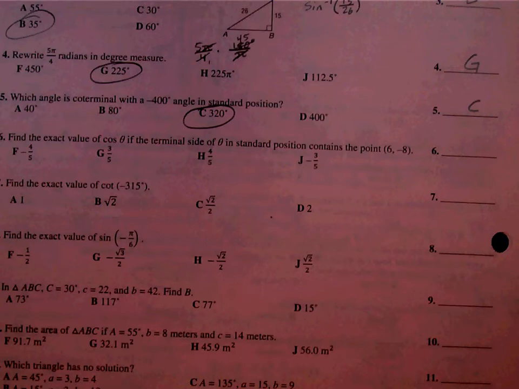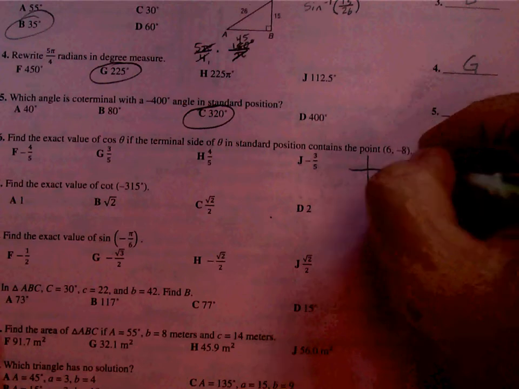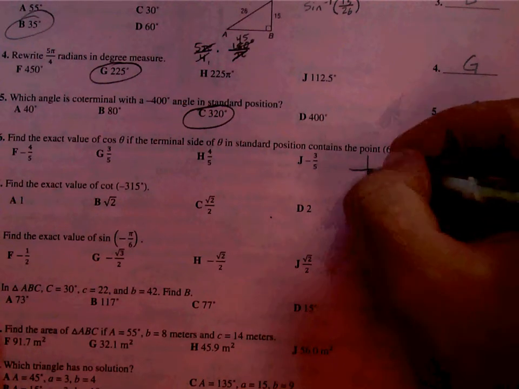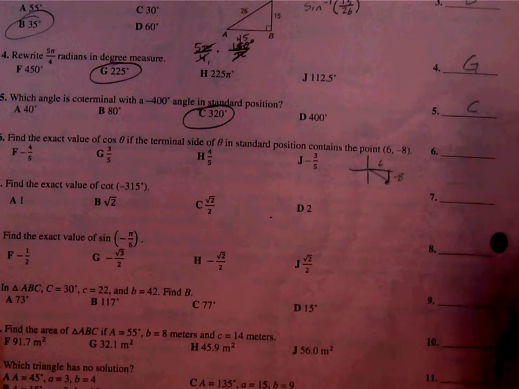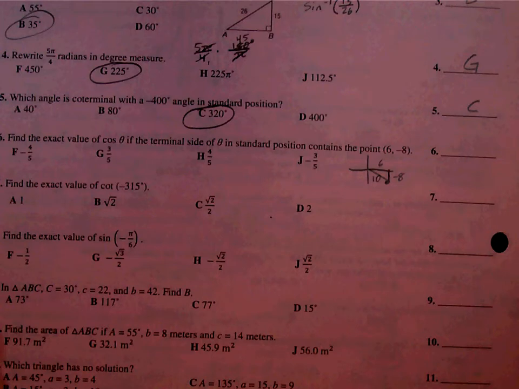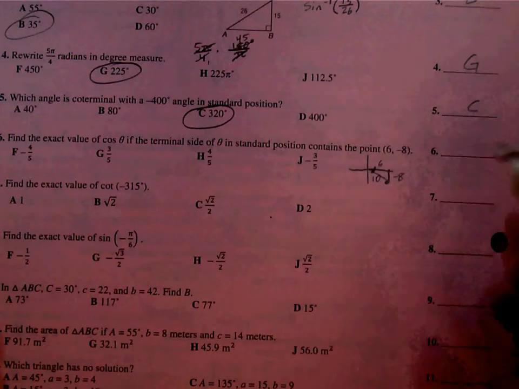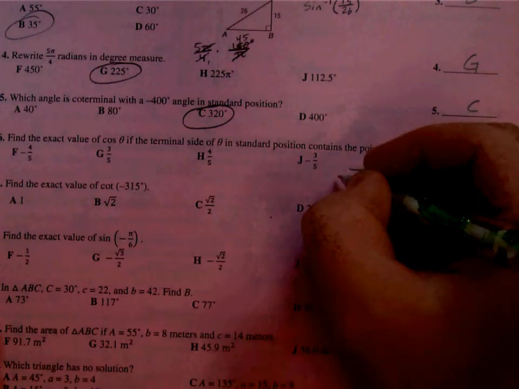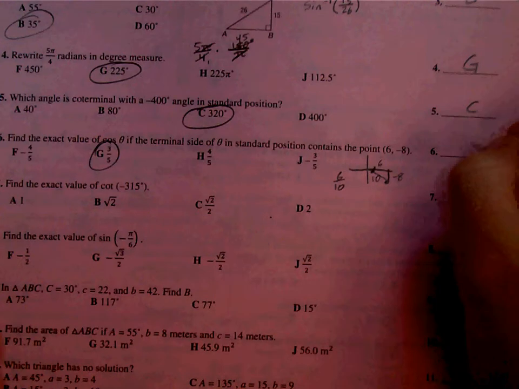Find the exact value of cosine if the terminal side's 6, negative 8. So I might draw a picture. It doesn't have to be exact, but 6, negative 8 would be in the 4th quadrant. The x-coordinate of 6, y-coordinate of negative 8. If I do Pythagorean theorem, I get 10. And so cosine of the reference angle here, adjacent over hypotenuse, that's 6 over 10, simplifies to 3/5. G.